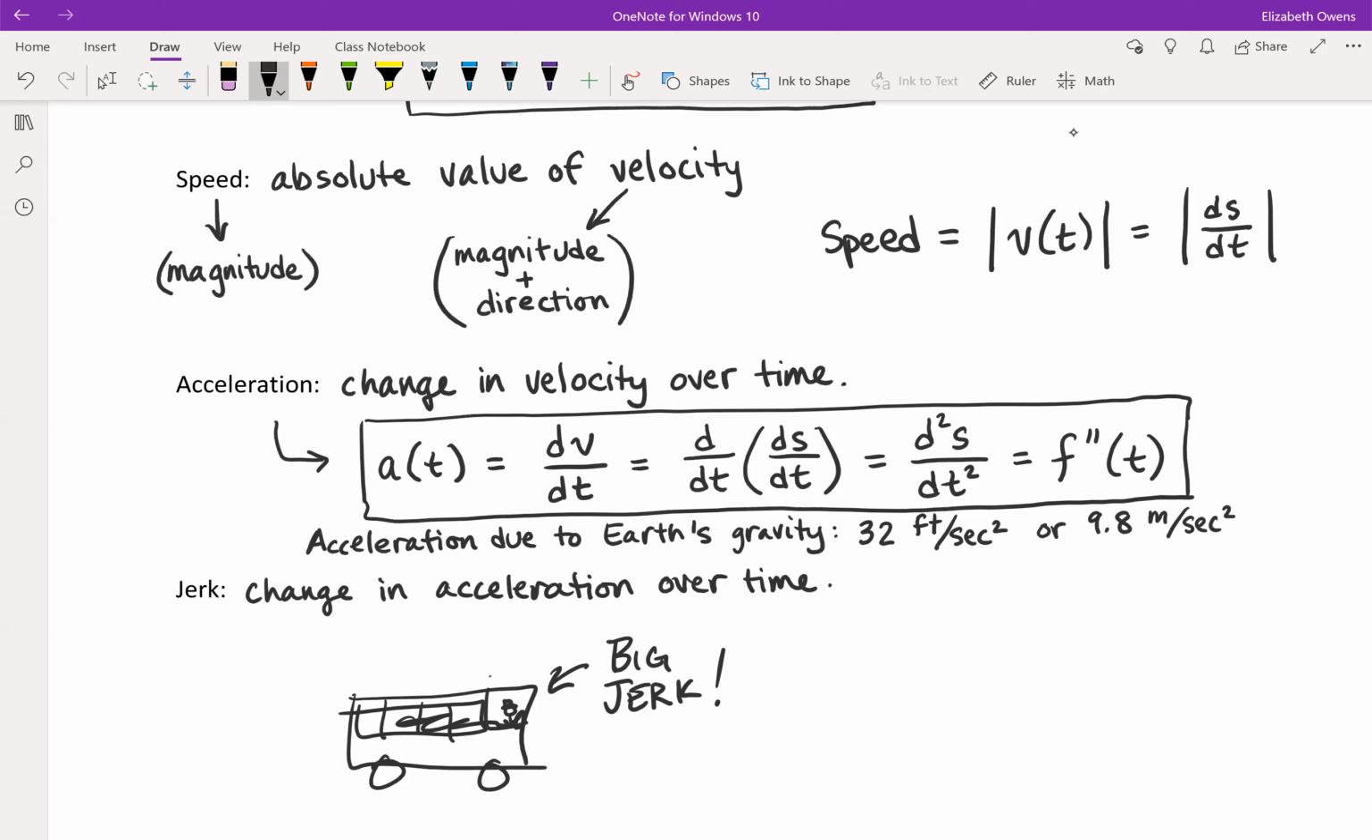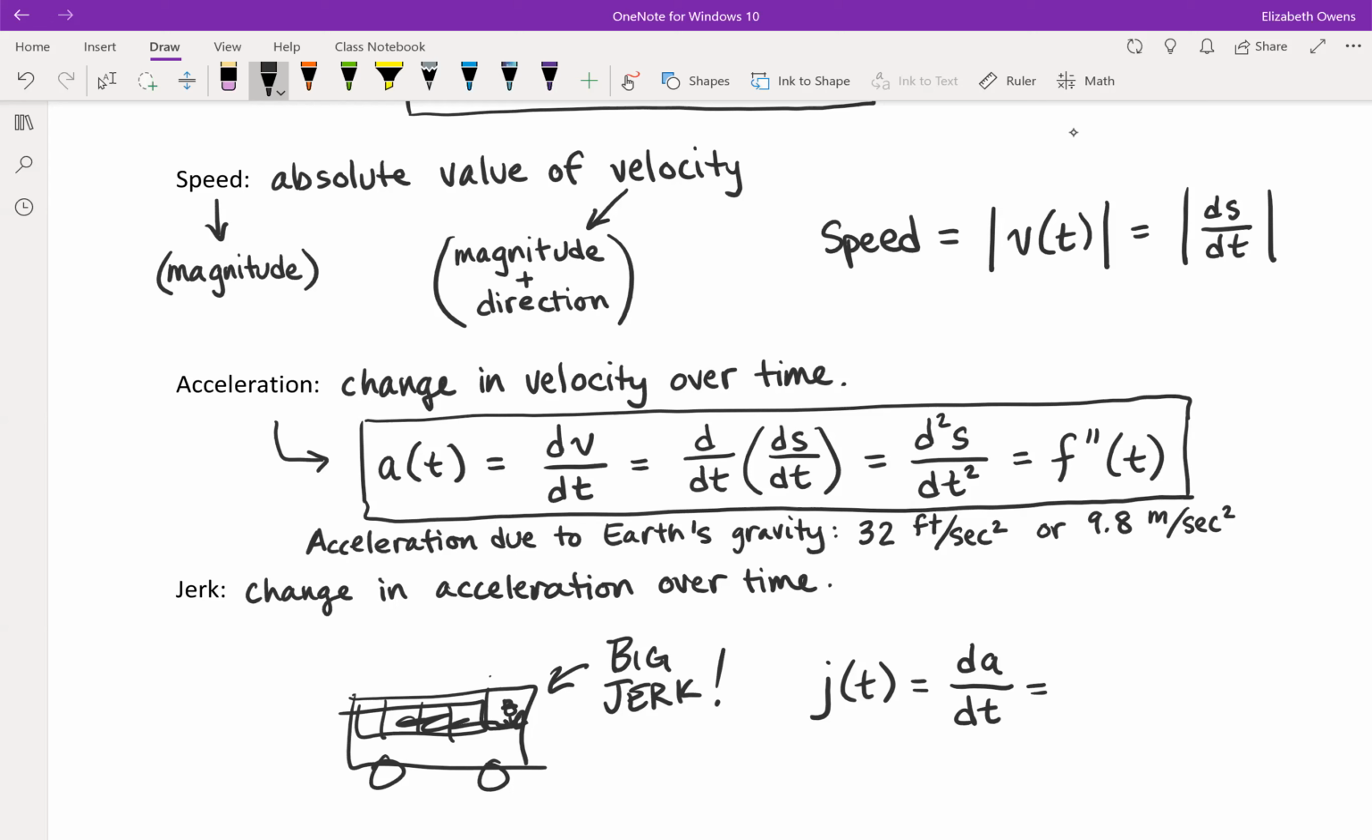And so we're going to call this J of t. And it's a change in acceleration over time. And we'll look at this instantaneously. So that's going to be a derivative of acceleration with respect to time, dA dt.